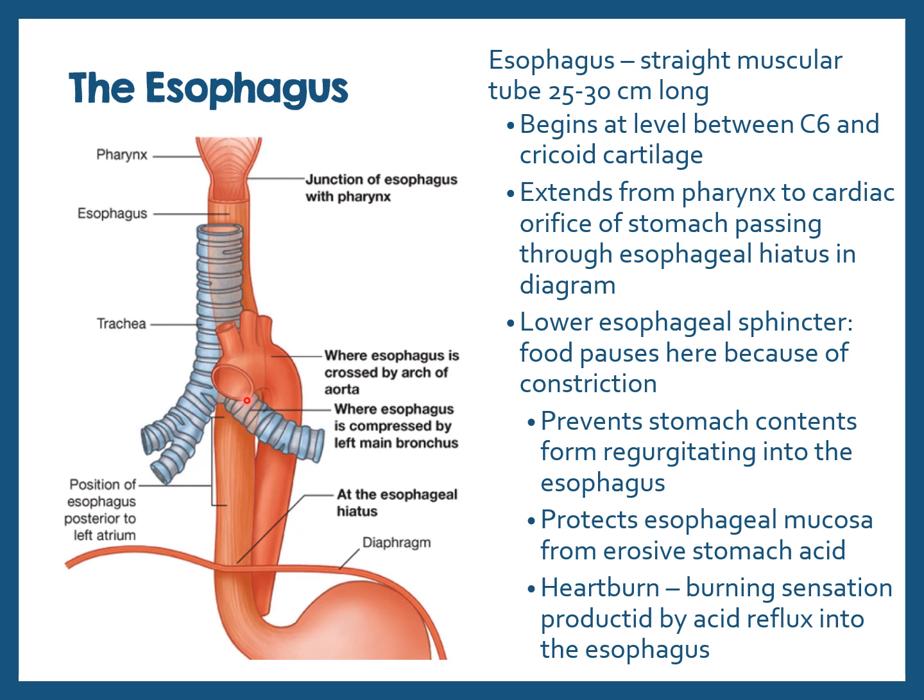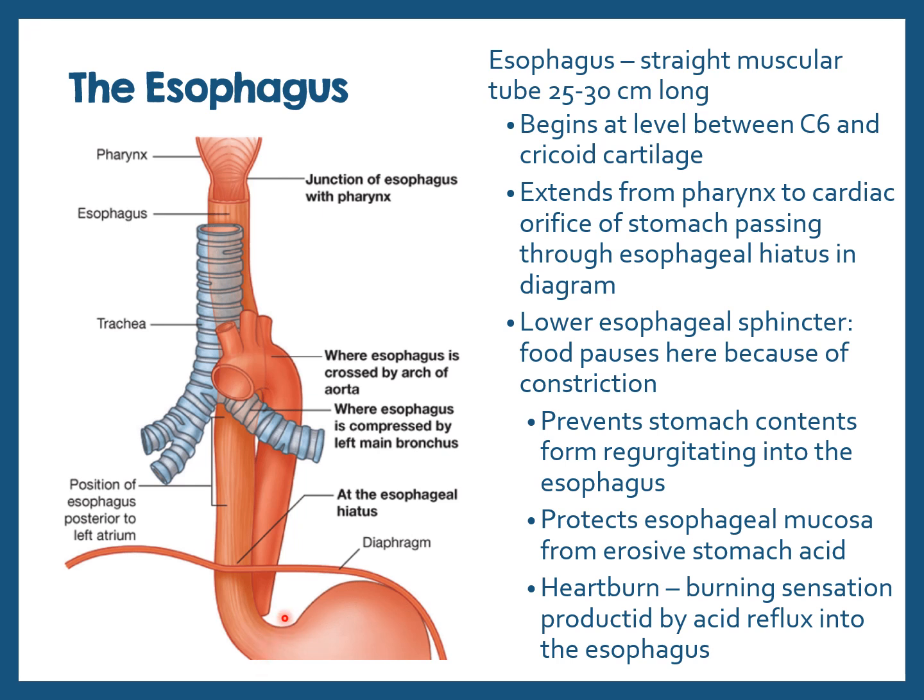When it does, it's going to pass posteriorly to the heart. So you can actually see the esophagus crosses the arch of the aorta. And it's going to have to pass through the diaphragm. So where it goes through the diaphragm, that's called the esophageal hiatus. And then we have the lower portion of the esophagus where it meets with the stomach here. This area of the stomach is referred to as the cardia region.